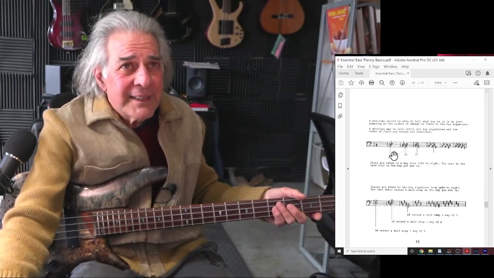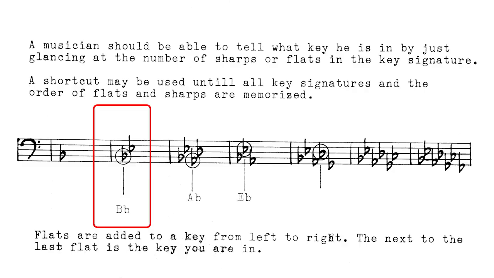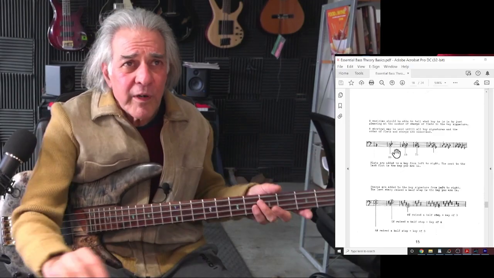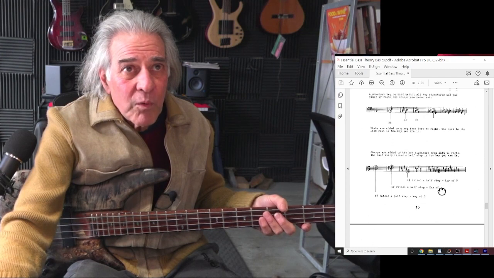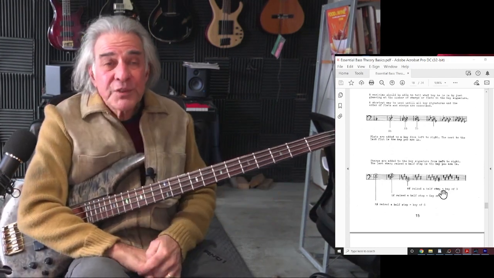So you go into the next key, which has two flats, B flat and E flat. That means the next to the last flat would be B flat. So you're in the key of B flat, and so forth. That's the way it works. And then quickly we'll go into how you determine what key you're in by the number of sharps.